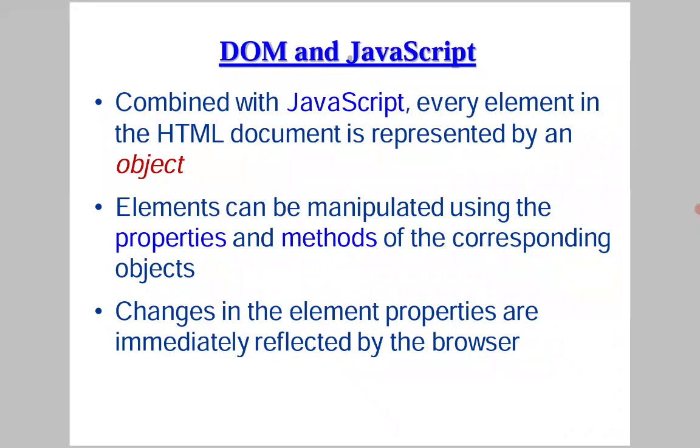By using some combinations, or by using some programming languages, we can control it easily. So combined with JavaScript, every element in the HTML document is represented by an object. Each and every component or part of a document or a web page is called an object.